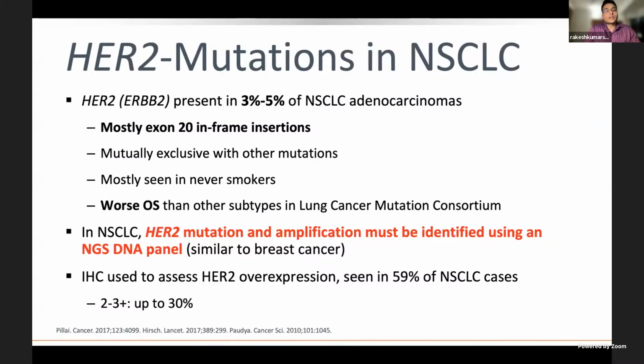HER2 mutation, these are present in about 3 to 5% of the cases, mostly are exon 20 in frame insertions. These are mutually exclusive kind of mutation and mostly seen in never smoker. And these mutations tend to have poorer outcome as compared to other subtypes of the lung cancer. And these are detected with NGS, DNA-based NGS. Overexpression of HER2 can be detected with IHC, which is seen in around 5 to 9% of the cases.